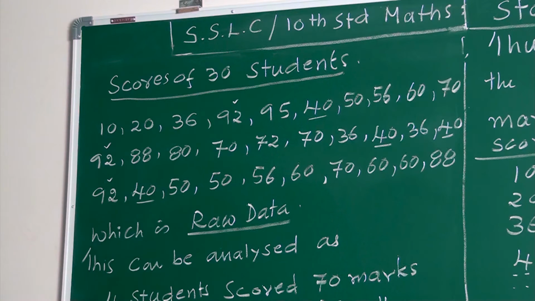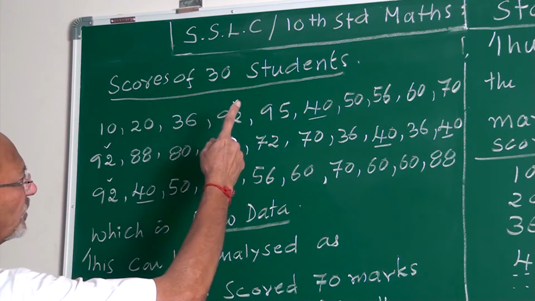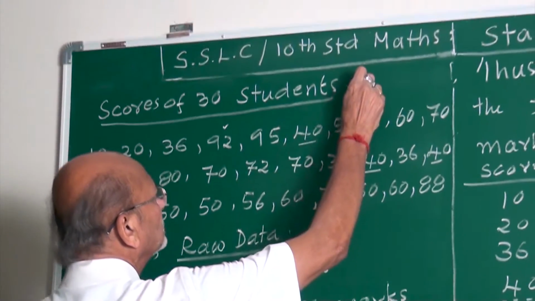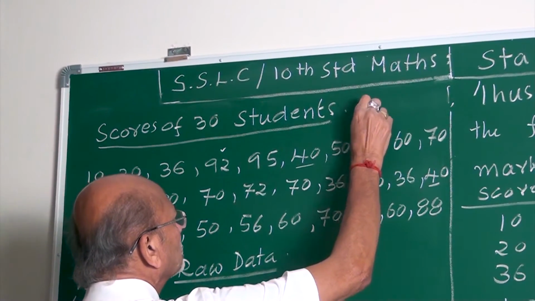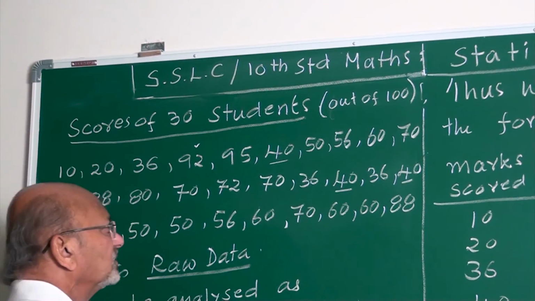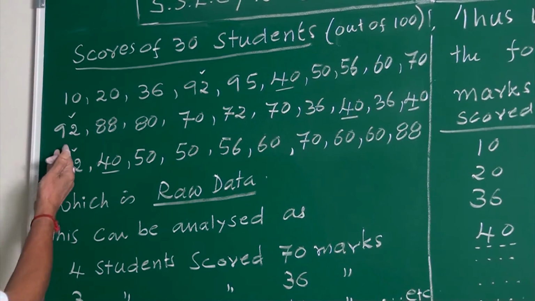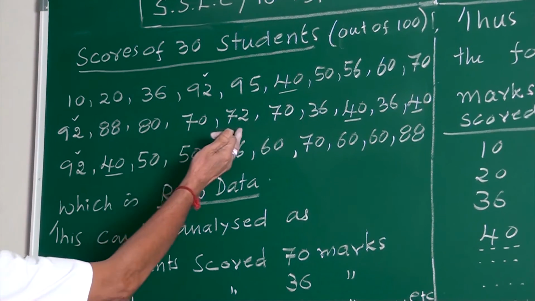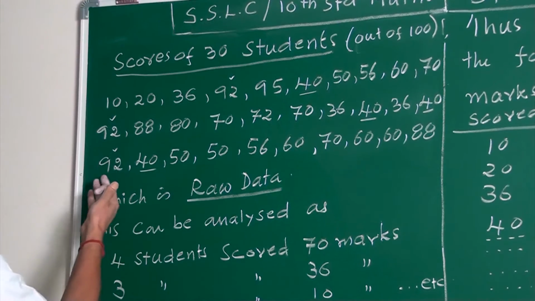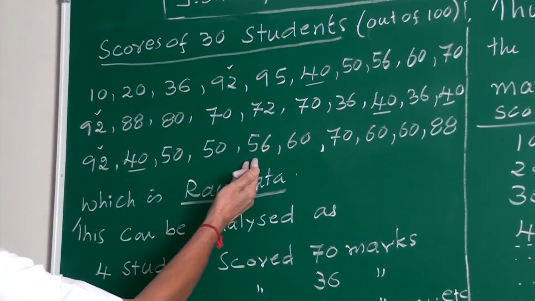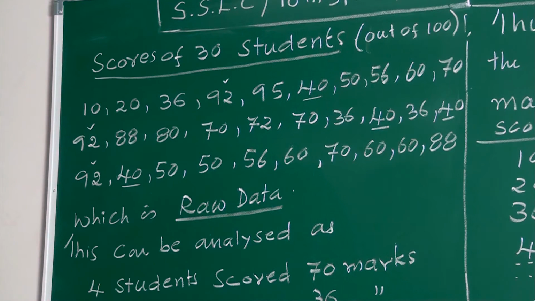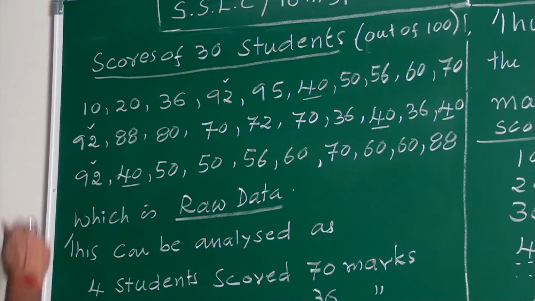It is out of 100 marks scored in a maths test by the students. Second row: 90, 80, 80, 70, 72, 70, 36, 40, 36, 40, 90, 40, 50, 50, 56, 60, 70, 60, 60, 88. These are the scores or marks scored by 30 students.